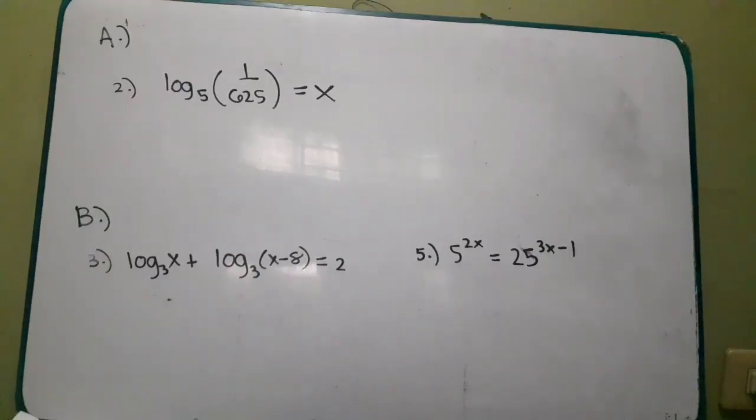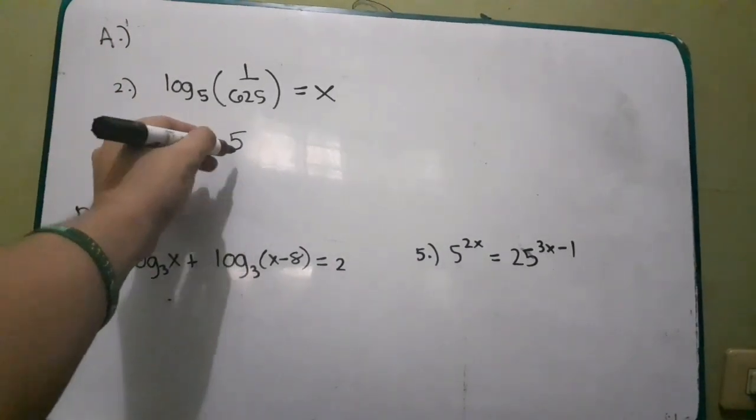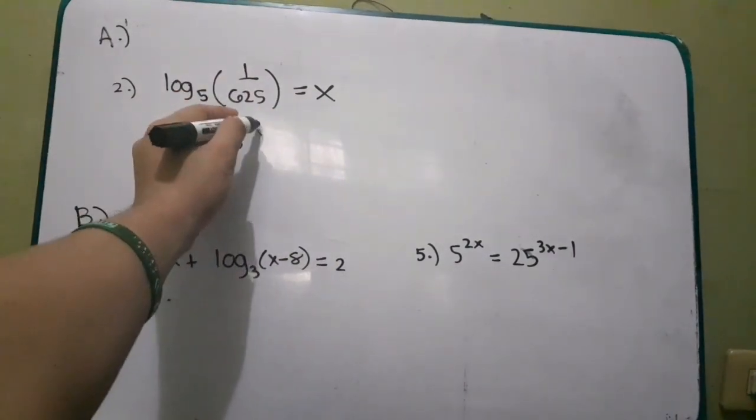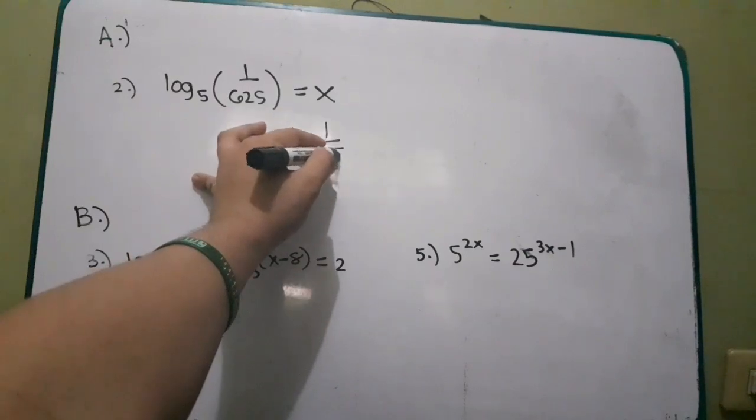Okay, so here are some examples taken from the day 3 quiz. Okay, number 2, log of 1 over 625 base 5 is equal to x. So find the value of x. So let's rewrite this into exponential form. So this base is the base here, then this x is the exponent, which is equal to 1 over 625.